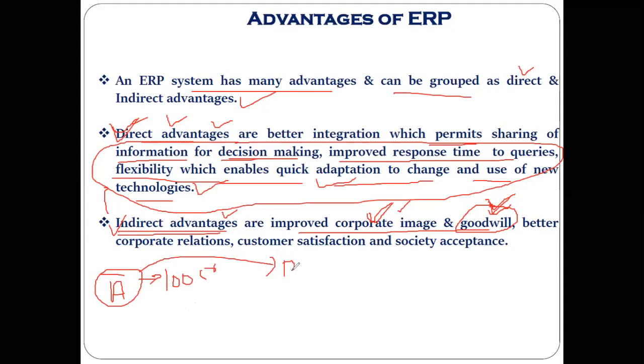We say there is another company, B company. Now B company wants to purchase this A company. A company wants to sell. The owner of the A company wants to sell this company.